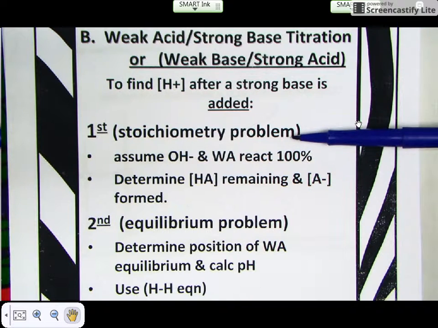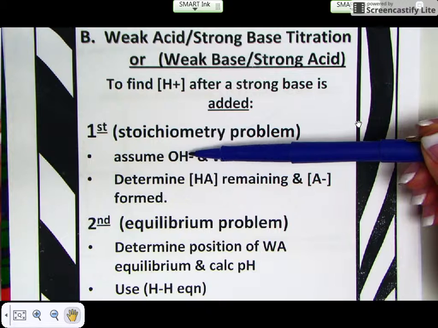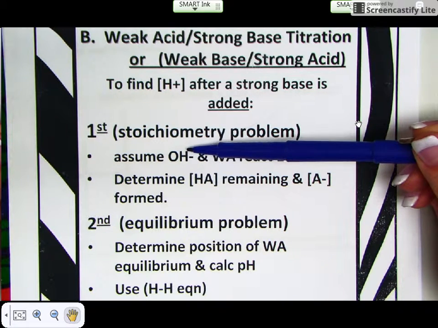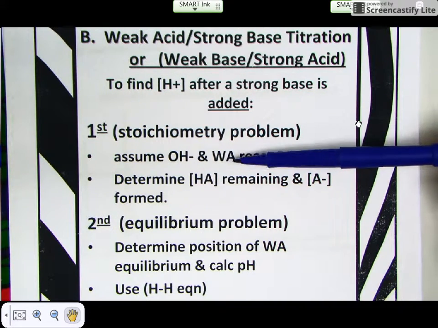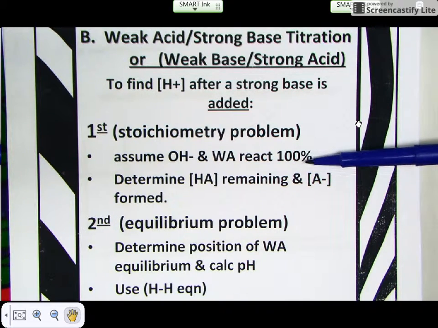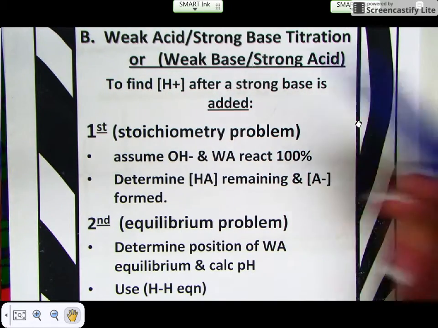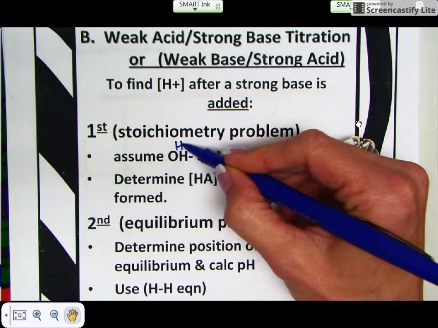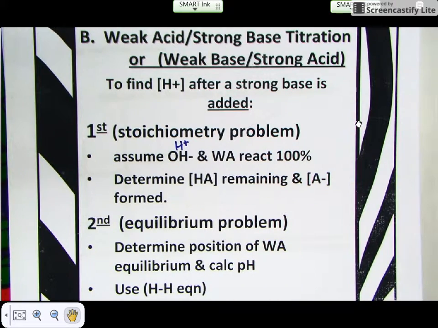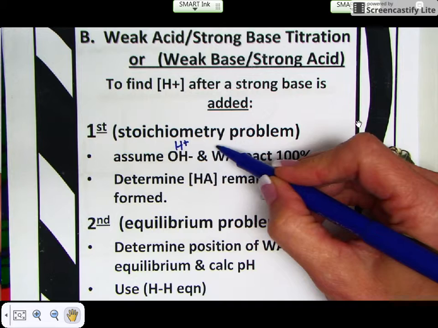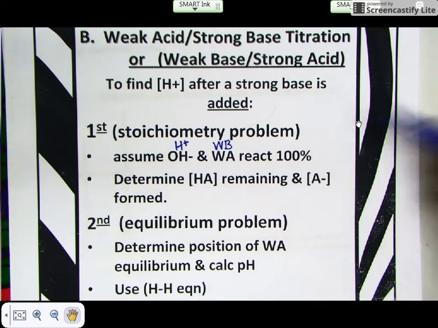The first thing you have to do is a stoichiometry problem. You're going to assume that the hydroxide ion from the strong base and the weak acid in the flask are going to react 100%. Now, if you were adding a strong acid to a weak base, you would assume that the hydrogen ion from the strong acid would react with the weak base, and they would react 100%.